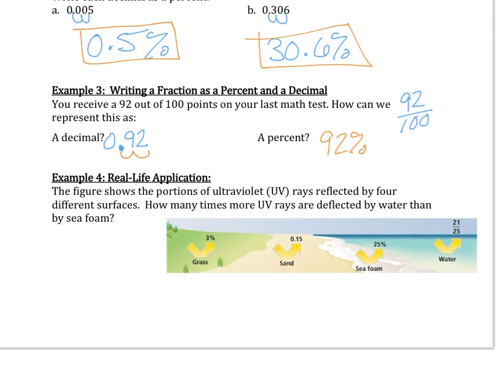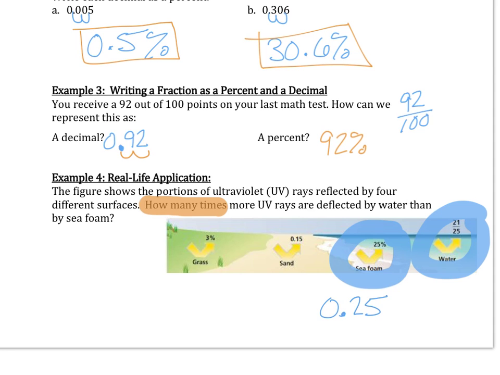So with this real-life example, the figure shows the portions of ultraviolet rays that are reflected by 4 different surfaces. They want to know how many times more UV rays are reflected by water than sea foam. So we're going to look at just these 2 values on the right. Now, 25% as a decimal, we can easily convert by moving 2 places to the left. So we know this is 0.25.